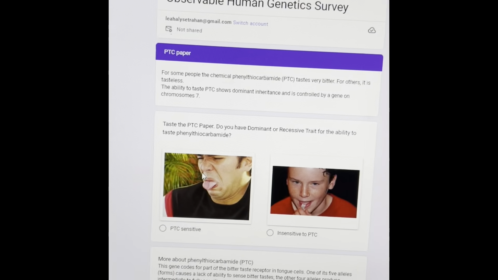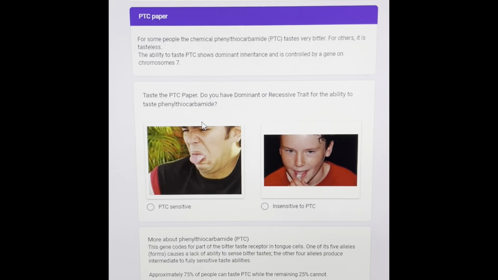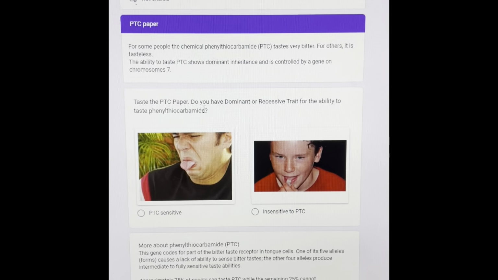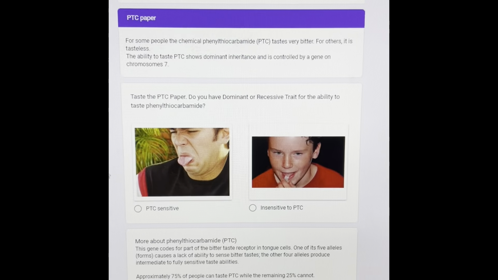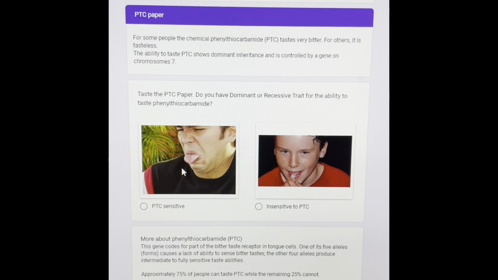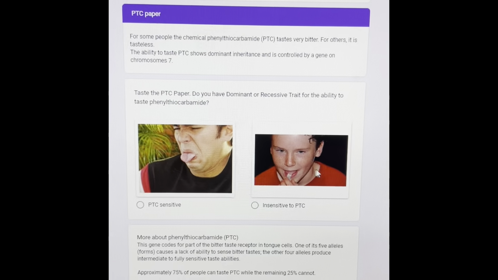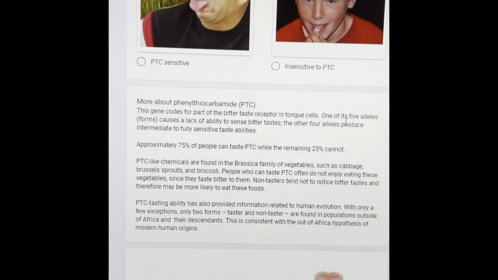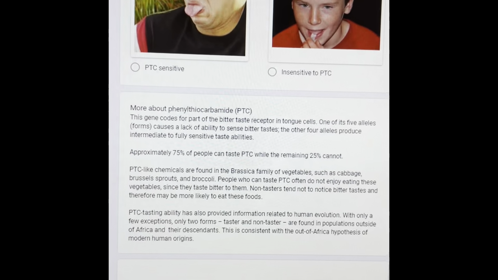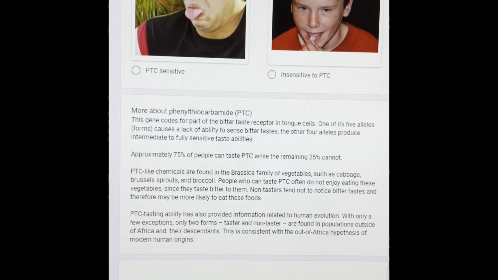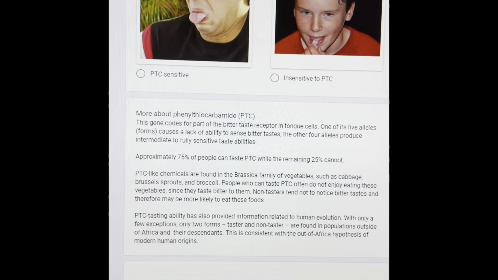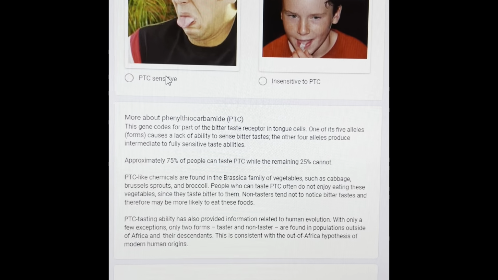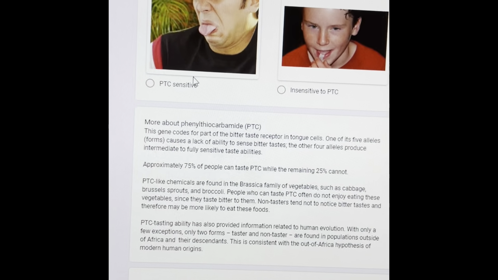The last one is the PTC paper. You will not be able to do this from home, but in class we have a small strip of blue paper, and if you place that on your tongue, you may be sensitive to that taste, which is a very bitter taste. Most people in our class, however, do not taste the paper and are not bothered by the PTC. PTC is a chemical that makes a bitter taste, and it is found a lot in things like broccoli or Brussels sprouts. So if you just absolutely hate Brussels sprouts, it may be your genetics. You may genetically be more sensitive to that flavor than someone else.